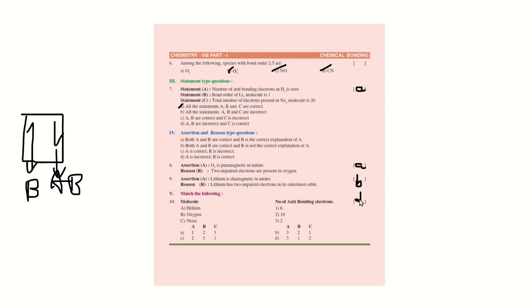So for helium, whichever you are getting like this, in this direction you have to count and just add up, then you will get the answer. So I helped you in this way. This is the hint, you have to do it.